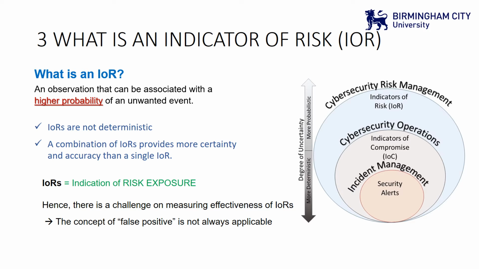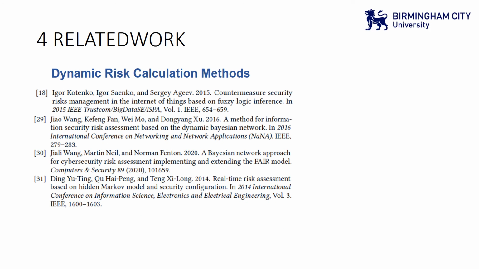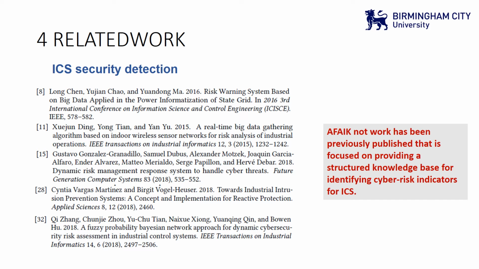There is a challenge also in measuring the effectiveness of indicators of risk, since now the concept of false positive is not applicable anymore. So, related work: we based our literature review on 3 types of work. The first is continuous risk assessment. The second is dynamic risk calculation methods. And the last is security detection tooling and methods in industrial control systems. As far as our knowledge, no work has been previously published that is focused on providing a structured knowledge base for identifying cyber risk indicators for ICS.